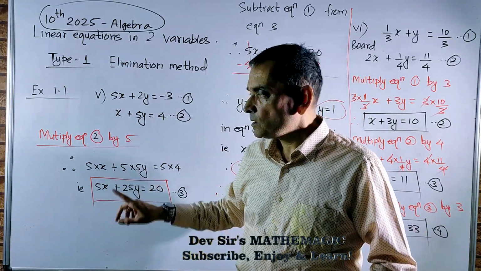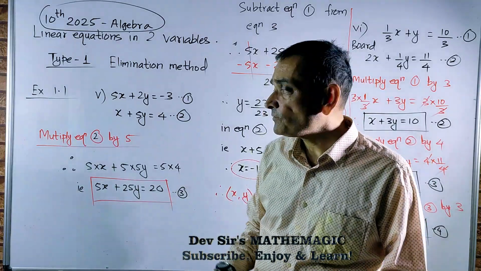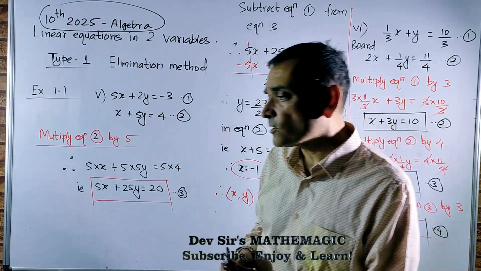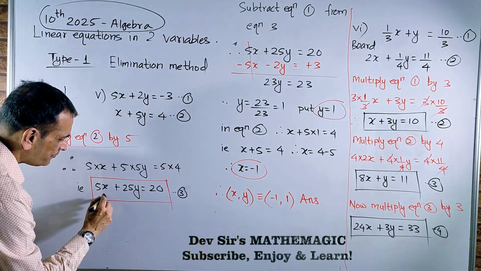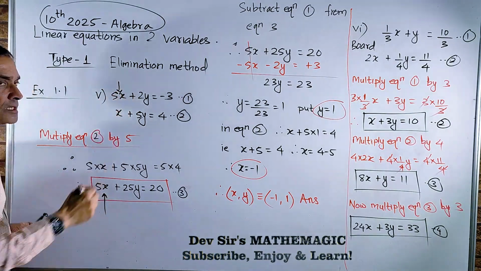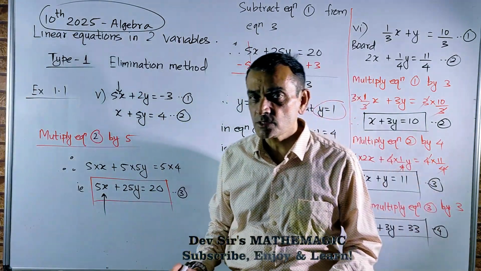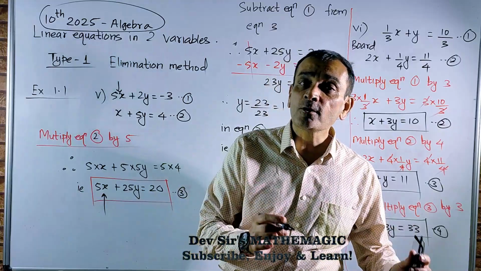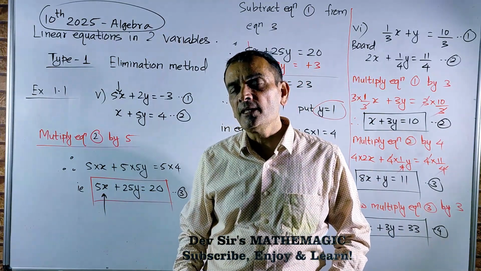Clear? Multiply each term of equation 2 by 5. Now after multiplying this by 5, देखो क्या आ गया? You have 5x here and you have 5x here. Same terms आ गए. After getting the same terms, you have to get opposite signs. Sometimes opposite signs are already there.